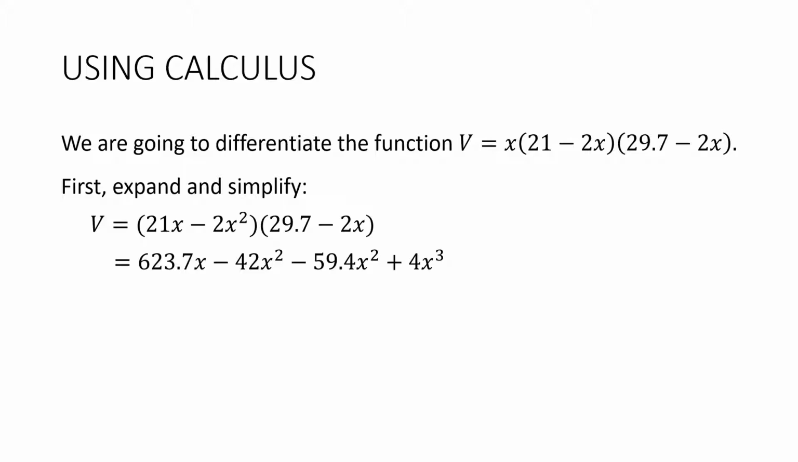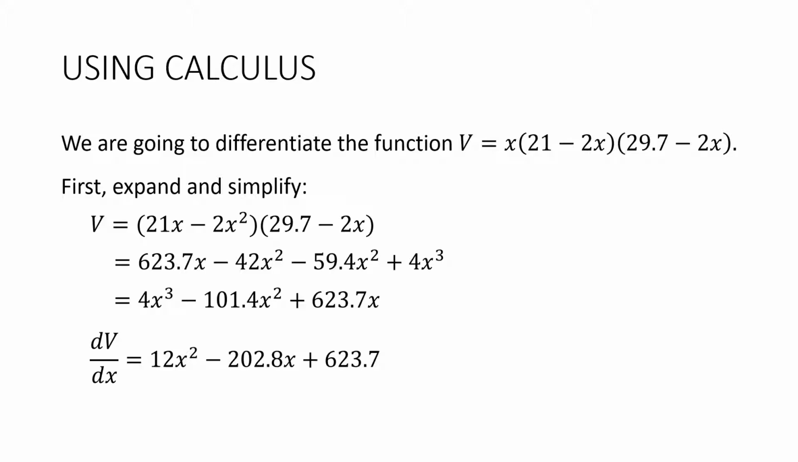Once it's tidied up, I get this: 4x cubed minus 101.4x squared plus 623.7x. Okay, seems like we've done a lot of work. We haven't done anything yet. We need to differentiate it, put it equal to 0, and then solve it. So here's dV/dx. It is 3 comes down, 12x squared minus 2 times 101.4x plus 623.7. Okay, there it is there.